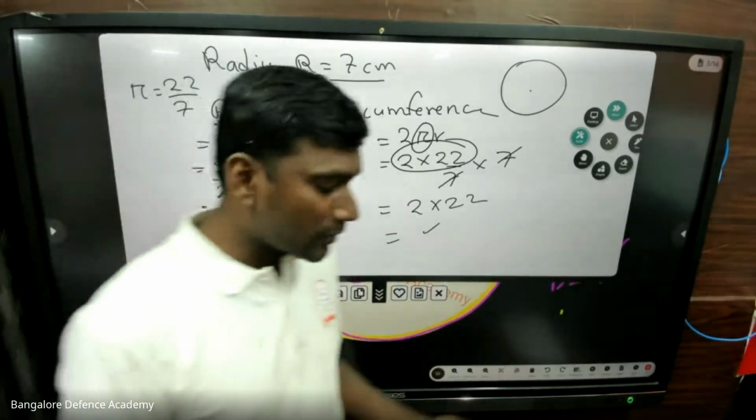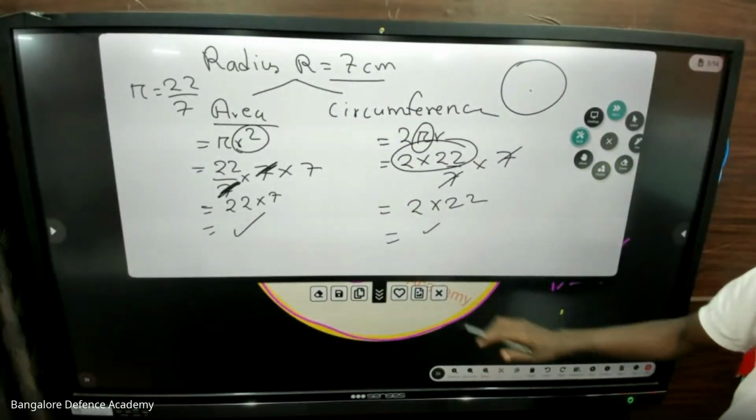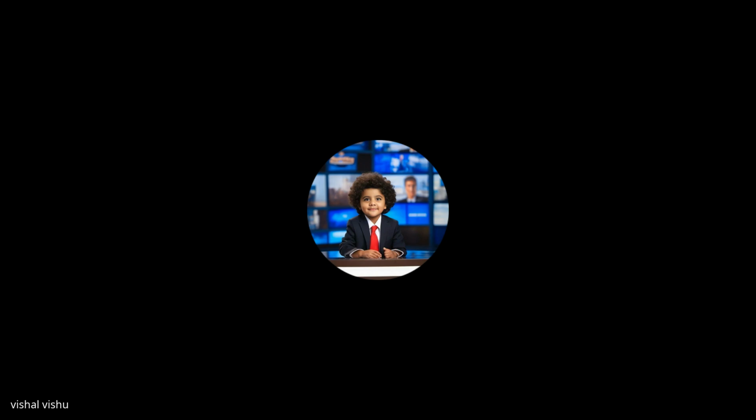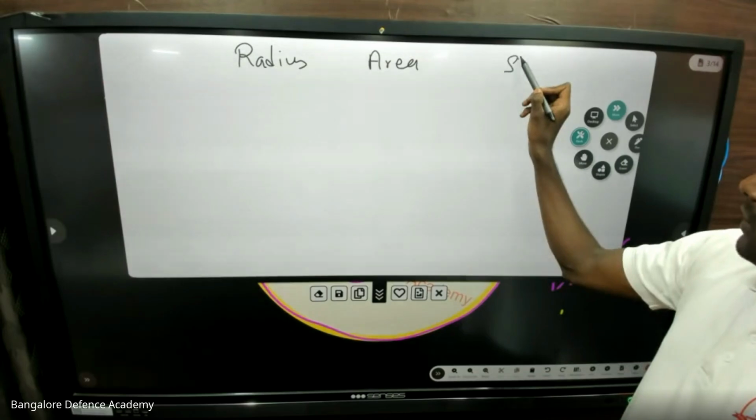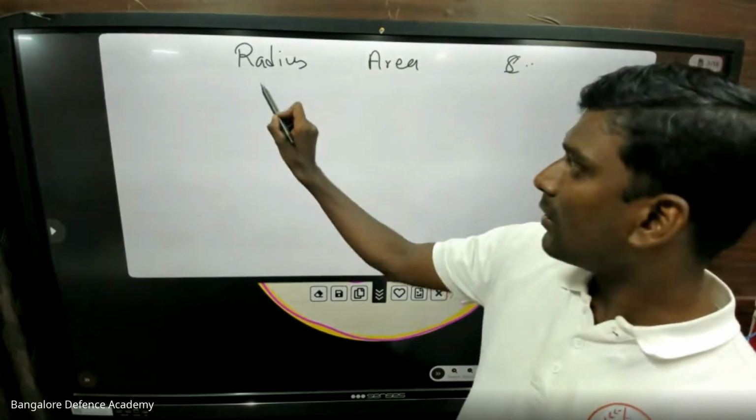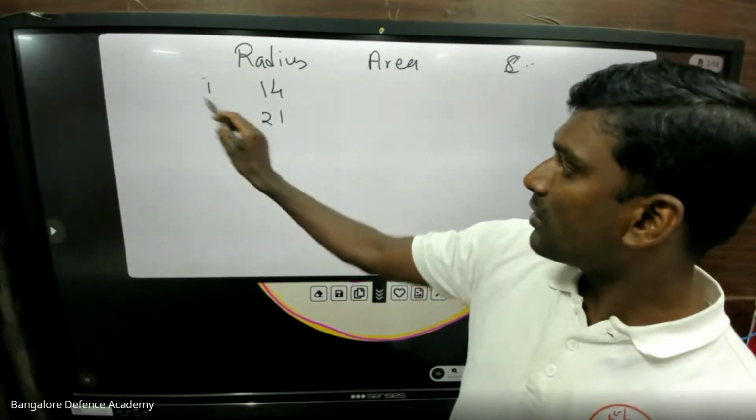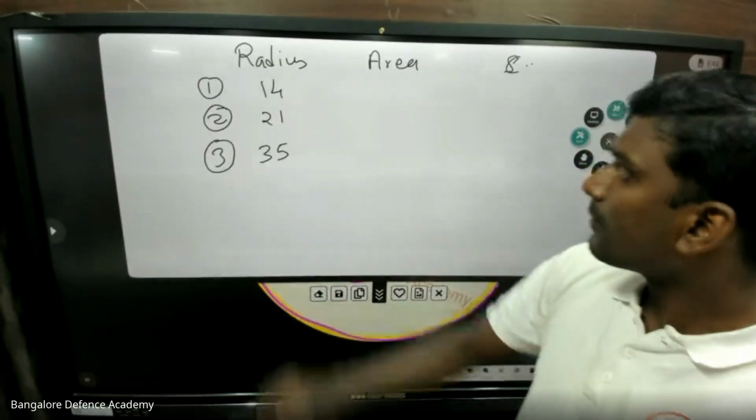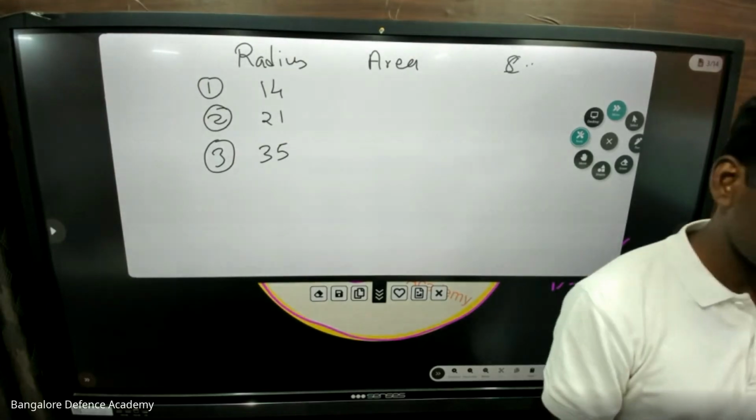Now, as you go to higher standards, we'll come across the length of the arc. We have theta, angle, all these values. Do you all understand? So shall we do some questions on it? Ready? Take down. I am giving you radius. I want the area of circle and I want the circumference. The first question is 14, second question is 21, and third question is 35. Find the area and find the circumference.